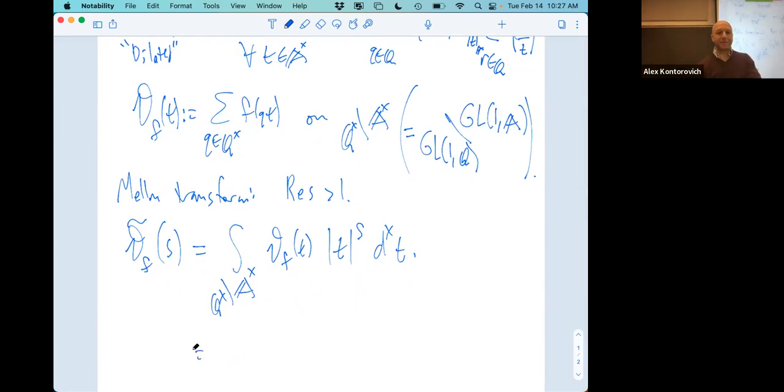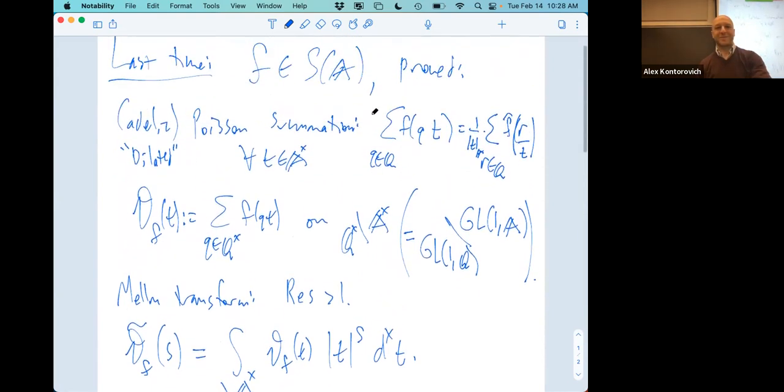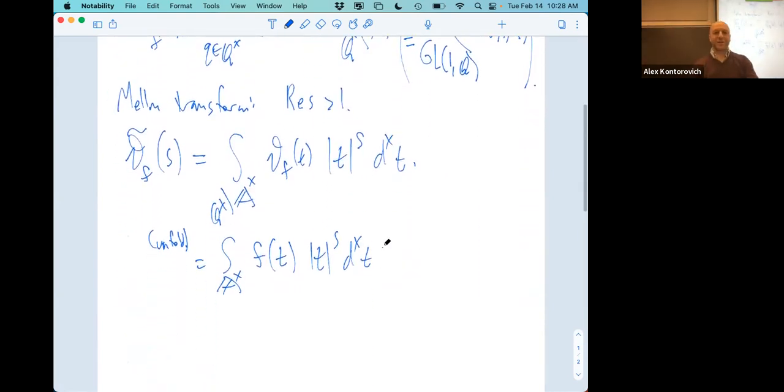We unfolded this, and everything fell away, and it looked like we had nothing left. It was just F of T, T to the S, d cross T. But then we remembered that what it means to be Schwartz is that this factors as a product over all primes, including infinity, of the local integrals over Q_p cross of F_p of T_p, the p norm of T_p to the S, d cross T_p.